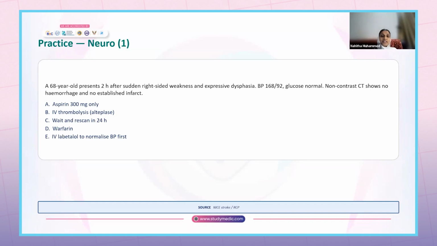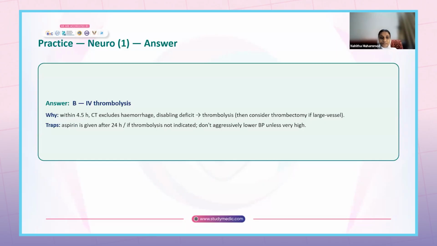Here it is an ischemic stroke. There is no hemorrhage, there is no bleeding, and it is within the window period. So we can go for thrombolytic therapy. This is the answer: IV thrombolysis within 4.5 hours, CT excluding hemorrhage, and no other deficit, so we can directly go for thrombolysis.